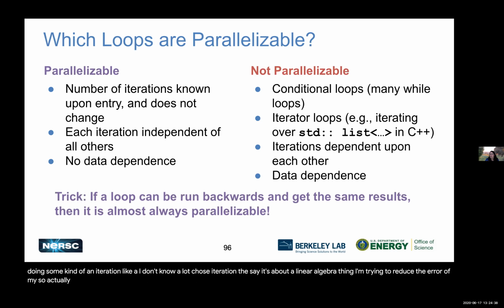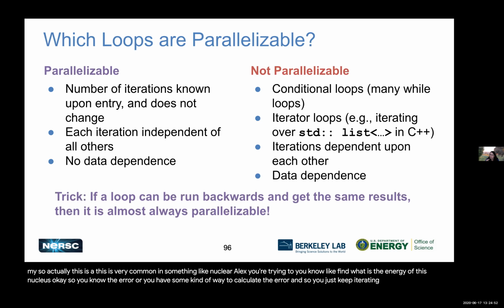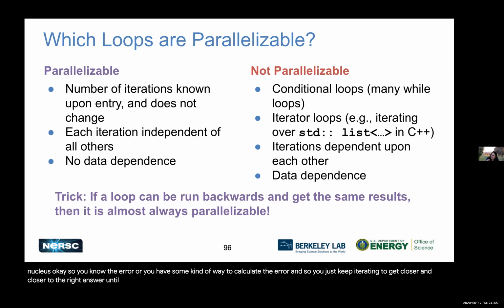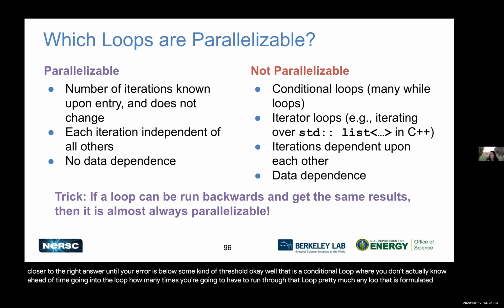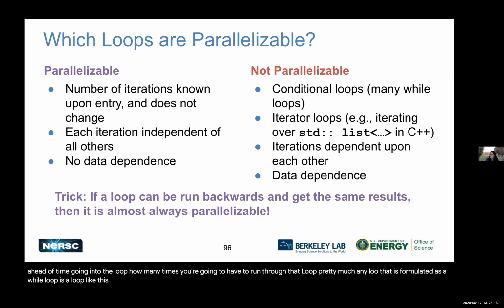So actually, this is very common in something like nuclear physics. You're trying to find what is the energy of this nucleus. Okay, so you know the error, or you have some way to calculate the error. And so you just keep iterating to get closer and closer to the right answer until your error is below some threshold. Well, that is a conditional loop where you don't know ahead of time going into the loop how many times you're going to have to run through that loop. And so pretty much any loop that is formulated as a while loop is like this, and it's not parallelizable.